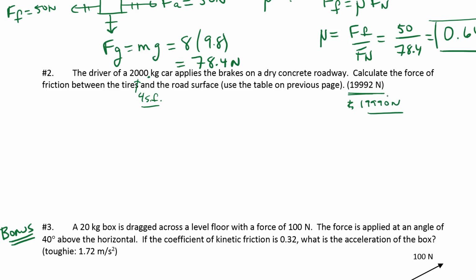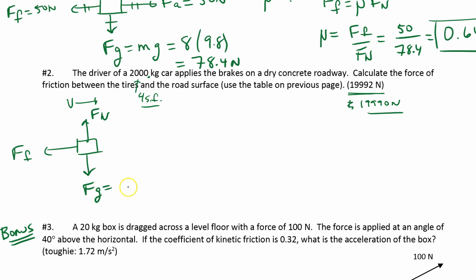Okay, it says calculate the force of friction. Well, let's draw our free body diagram. So, applies the brakes on a dry concrete roadway. So, let's say it's been moving to the right, and now they apply the brakes, so there's going to be a force of friction to the left. And of course, there is a force of gravity, and there is a normal force.